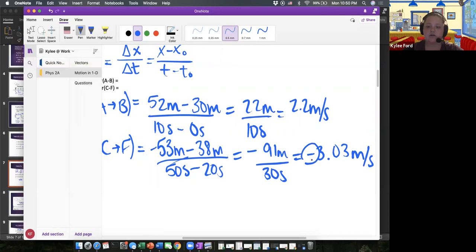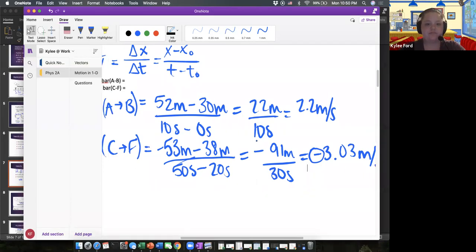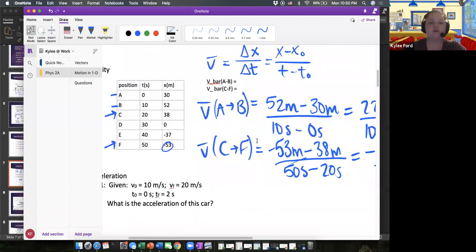Notice our sign here is negative. That doesn't mean that we're slowing down or anything. That negative means that we are moving in a negative direction. Even just looking at these values here, you can see we were at x equals 30, and then at 52, then back down to 38, to 0, to negative 37, to negative 53.